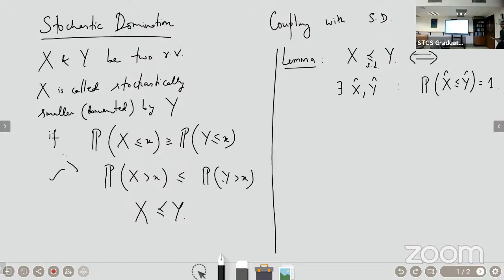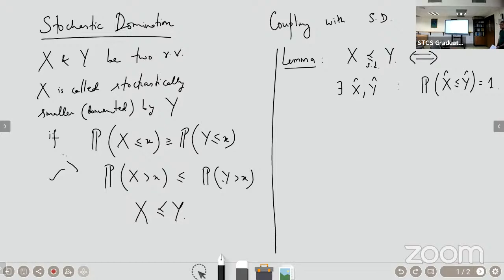So you see, it's an if and only if statement. If x is stochastically dominated by y, then there exists a coupling x hat, y hat such that the probability that x hat is less than or equal to y hat equals 1. It's only that there exists one, not for all couplings. Very important. Because x and y themselves are a coupling of x and y, a trivial coupling, but that need not satisfy this condition. I'm just saying there exists one, so we produce one.